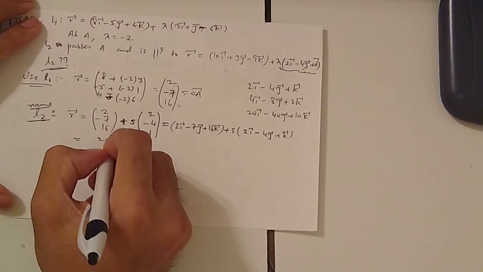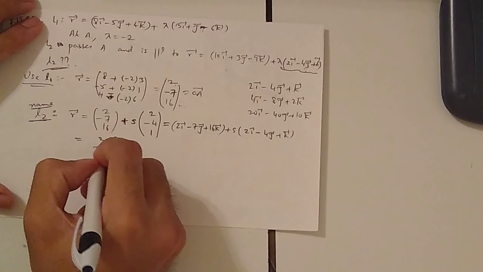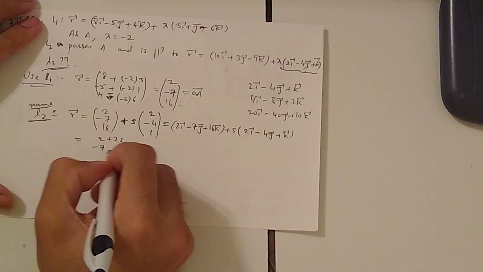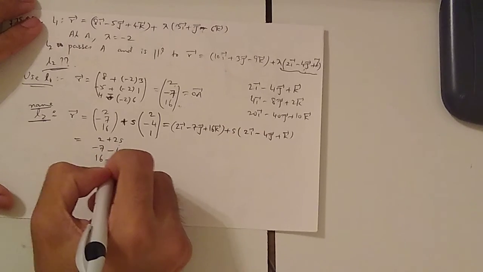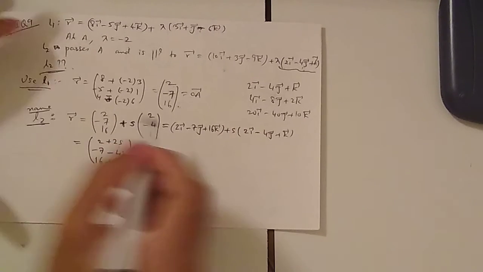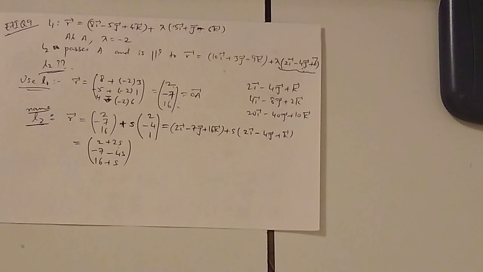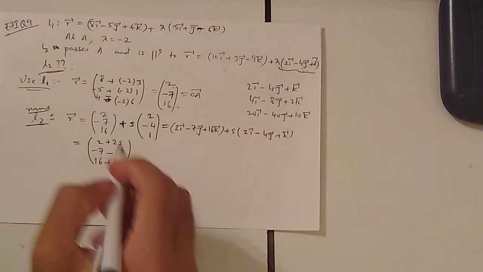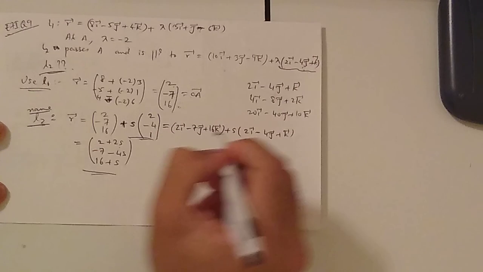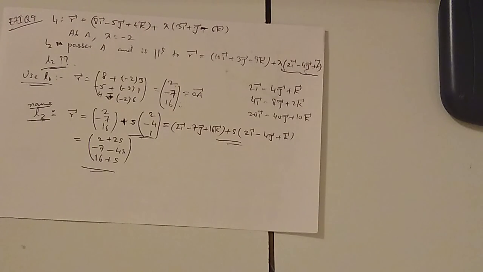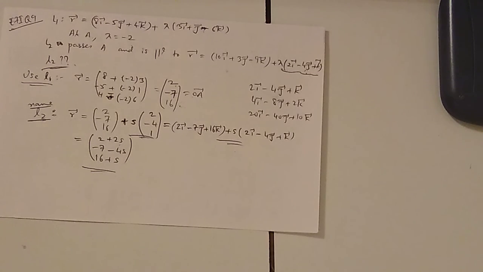So you could write this as (2 plus 2s, minus 7 minus 4s, 16 plus s), and that's your final answer. Any of these answers are acceptable as long as the question does not specify a specific form. If the question does specify a specific form, like use the ijk notation or use the column vector notation, in that case do follow what the question asks.